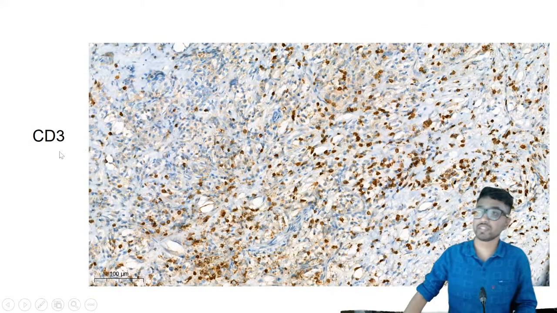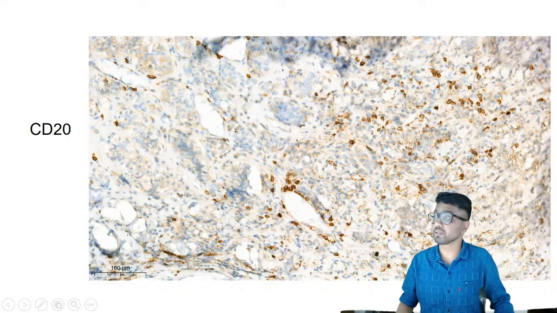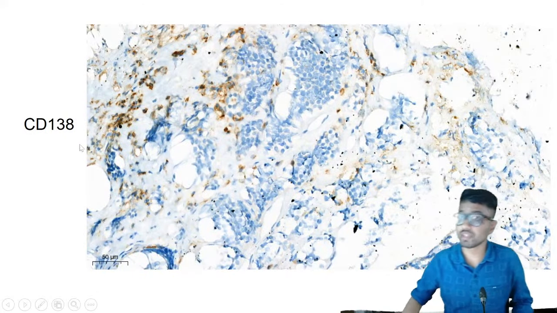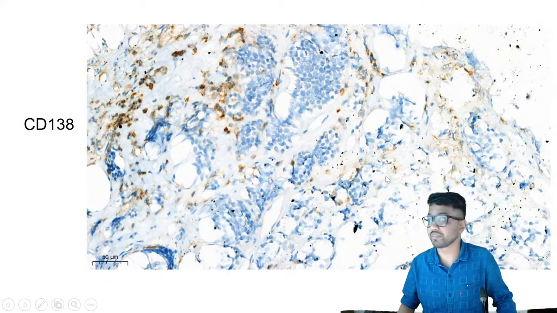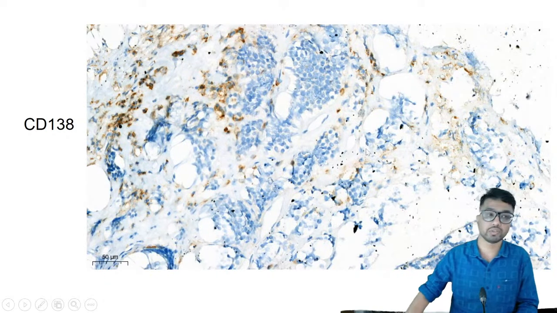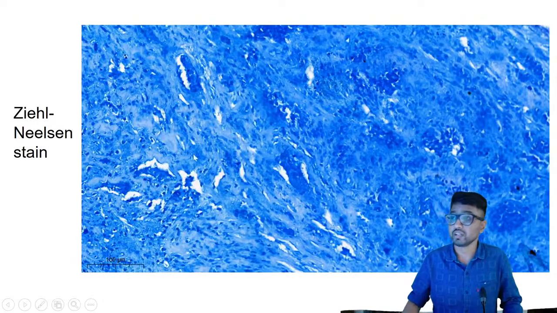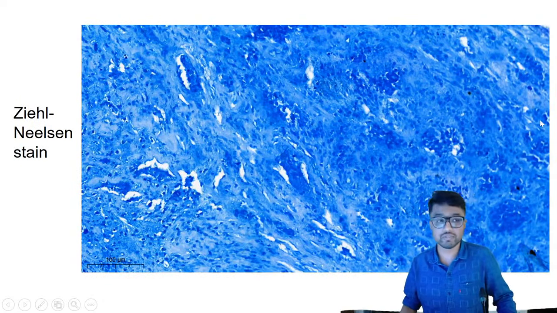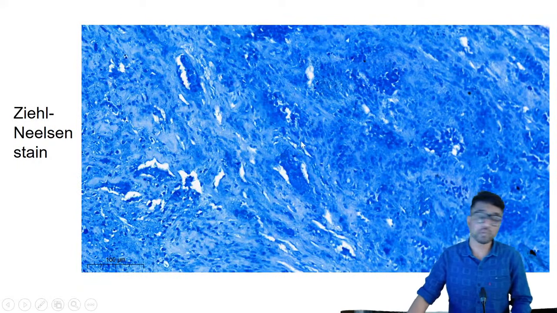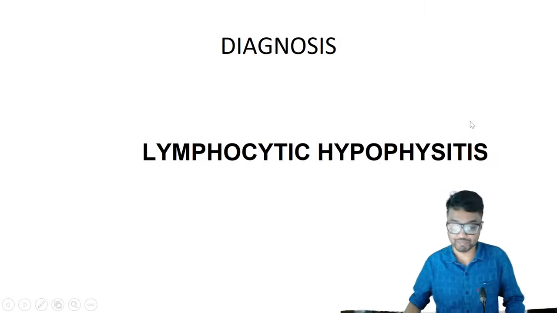On further immunohistochemistry, T cell markers were predominantly positive. This is CD3. CD20 was positive in a few cells. Then for plasma cells, the marker is CD138. On morphology, there is no evidence of any necrosis or granuloma, so we were not thinking about the possibility of tuberculosis. But still, we did Ziehl-Neelsen stain for acid-fast bacilli, and it was negative. So with the histomorphology and immunohistochemistry, we finally thought it is possibly a lymphocytic hypophysitis.